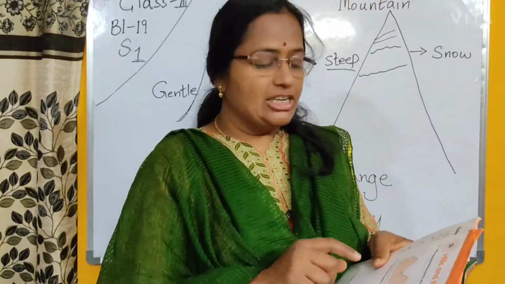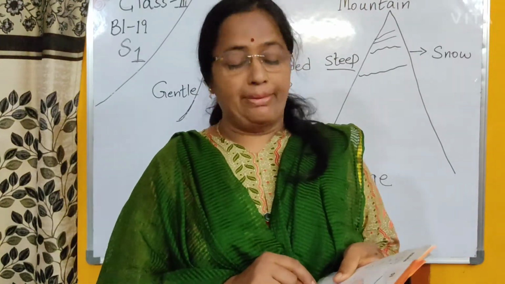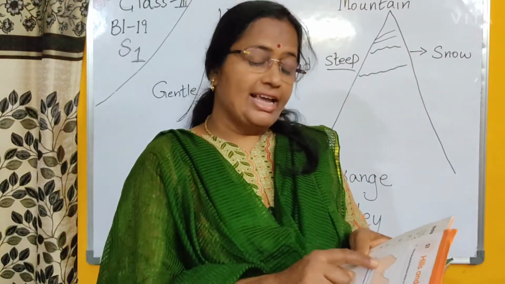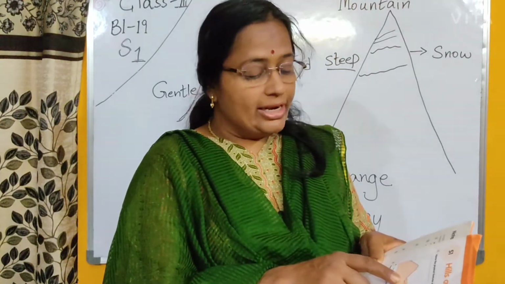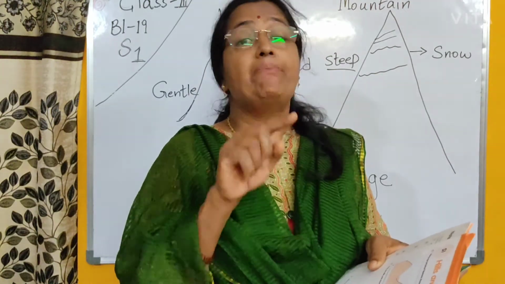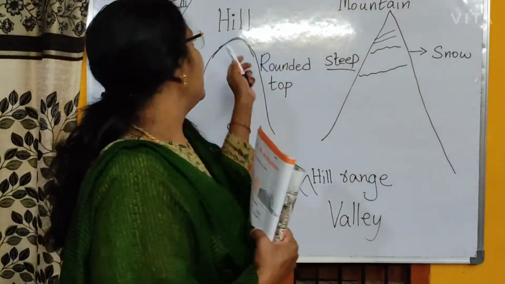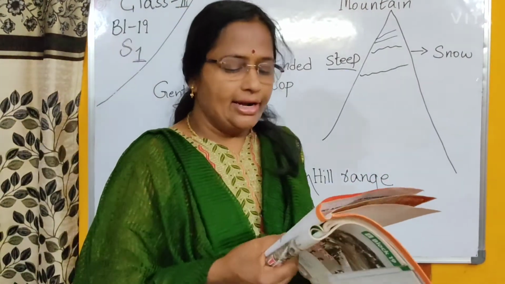So the first picture, what do you see in the first picture? You have to write the landform's name. We can see these are hills and the top is in rounded shape, the slopes are gentle. You can write in the blank, H-I-L-L, hill. Okay, hill you can write or hills you can write.